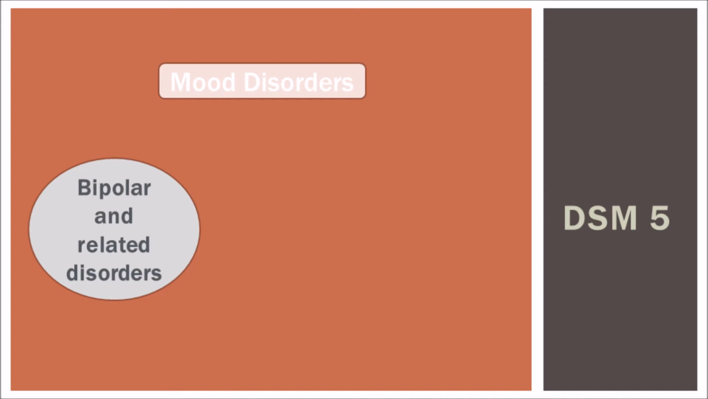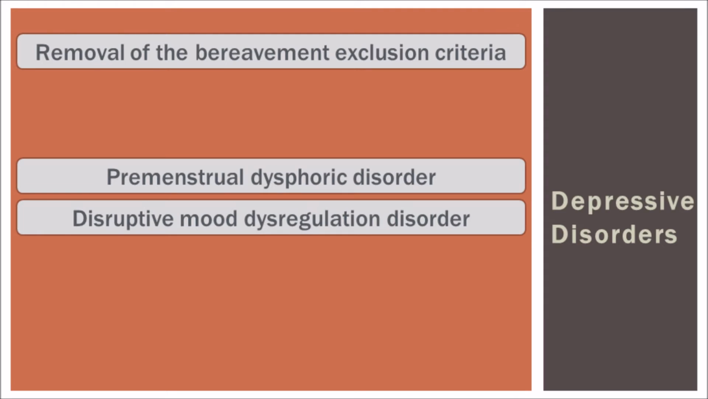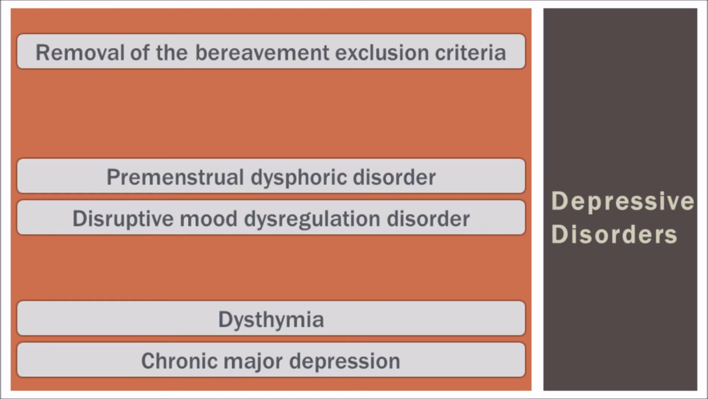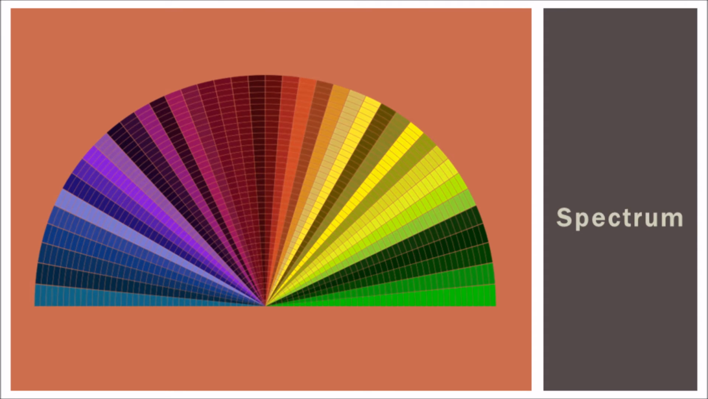In the case of mood disorders, it has been split into two separate categories of bipolar and related disorders and depressive disorders. While speaking about the depressive disorders category, a few other important changes are to be highlighted here. One of the most important being removal of the bereavement exclusion criteria, which was there in DSM-4. This would earlier prevent us from making a diagnosis of depression in an individual during the initial 2 months after the loss of a significant person. Another important change is the naming of two new disorders, premenstrual dysphoric disorder and disruptive mood dysregulation disorder. Dysthymia and chronic major depression are no more diagnosed, as they both have been brought under a new category of persistent depressive disorders.